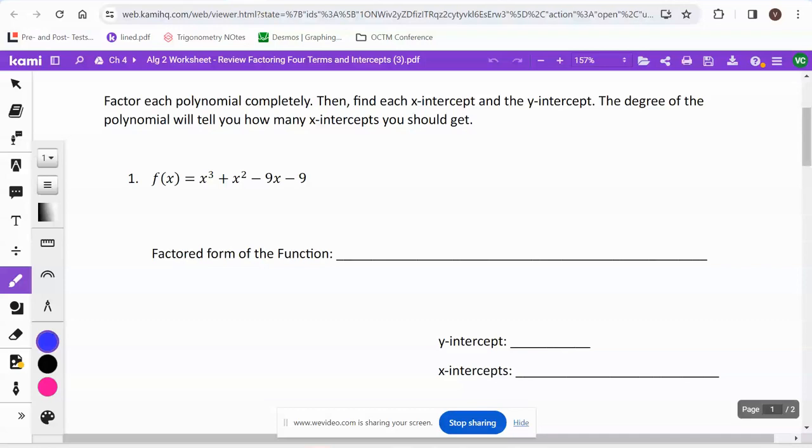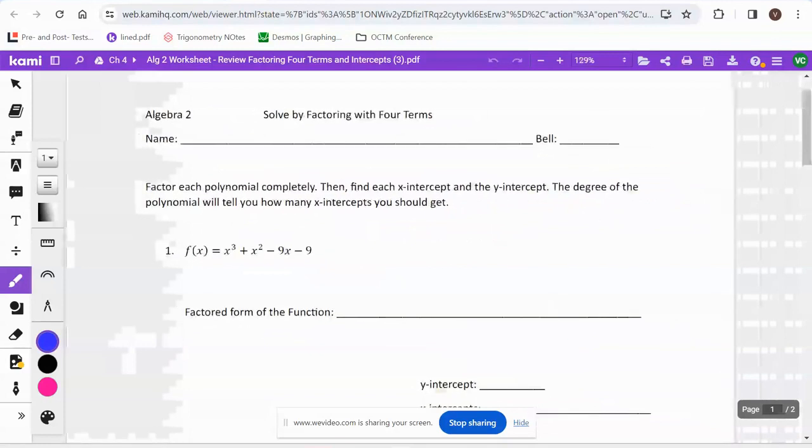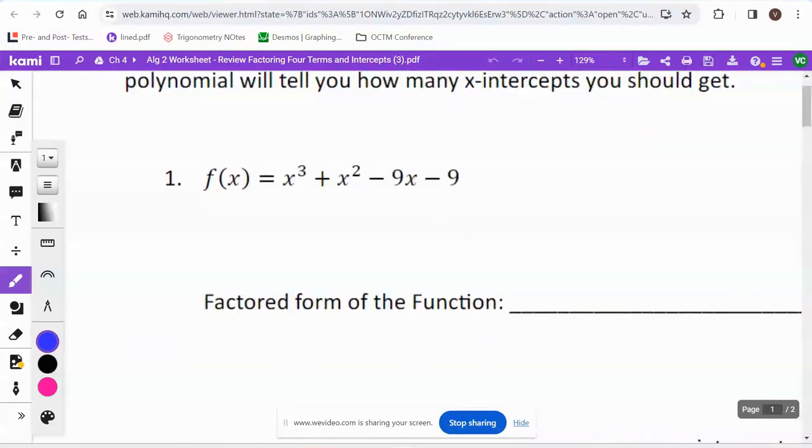So we are going to factor the polynomial completely. By the way, this is our worksheet on solve by factoring with 4 terms. We're going to factor each polynomial completely. Then we're going to find each x-intercept and the y-intercept. The degree of the polynomial will tell you how many x-intercepts you should get.